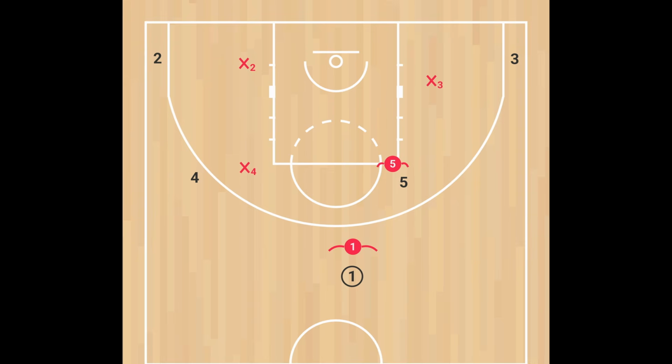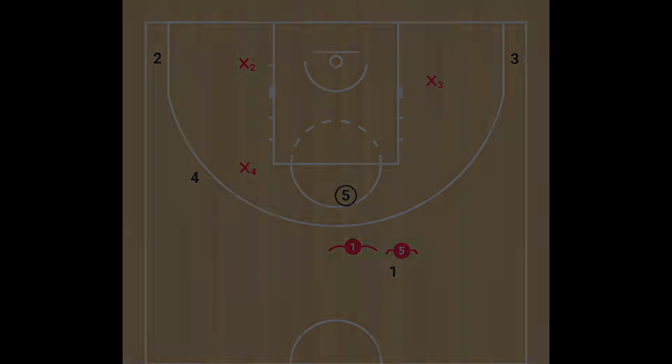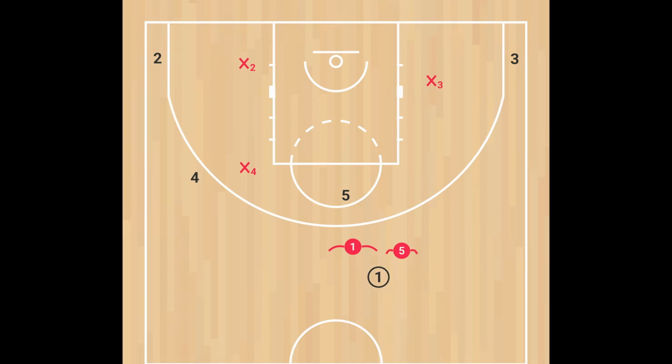Against a hedge, the advantage is created before the defense is fully recovered. Slipping the screen into a short roll is one of the most reliable solutions. By slipping early, the screener avoids contact and immediately creates a 4-on-3 situation. From the short roll, the offense can attack the rim or play out of advantage once help rotates.